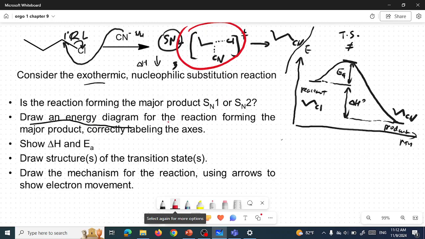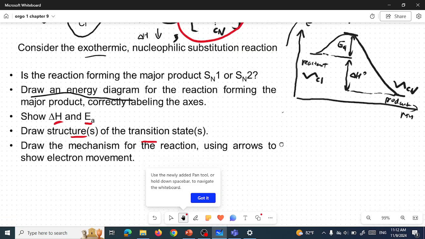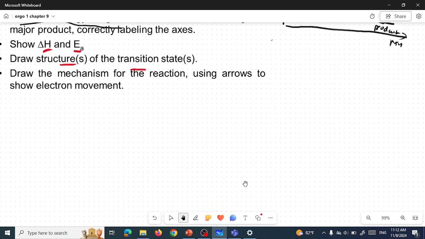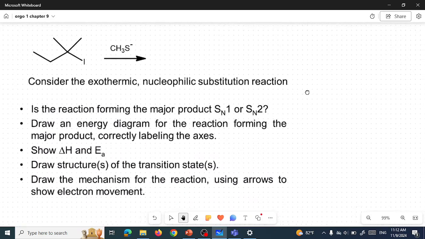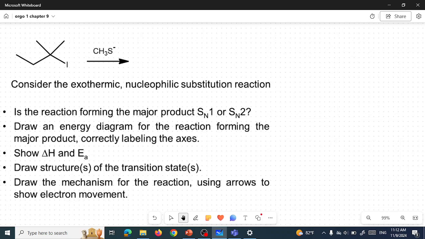We draw the energy diagram for the reaction. We label the axis X and Y. We show the word delta H. We label delta H and Ea. We draw the structures and the transition state. We can draw the mechanism of the reaction using arrows to show the electron flow. You can pause the video here to see if you can try this out.